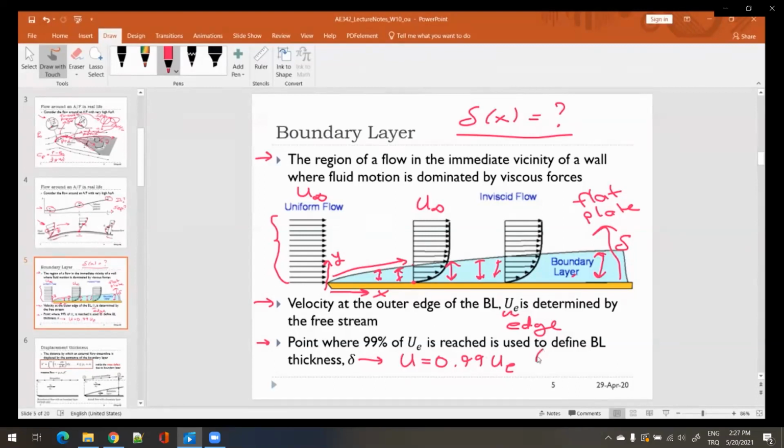For this problem, first of all, let's write in parentheses, u is a function of y, right? And we don't know what that function is. We want to calculate that variation of u along y. But at a certain y location, u will reach 0.99 of UE. At the location at which this happens, we call that the boundary layer thickness. At that x location, the delta value is equal to that. So this is how we define the boundary layer thickness, delta, in aerodynamics.